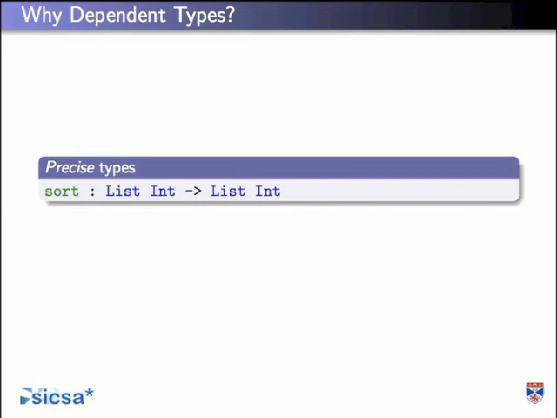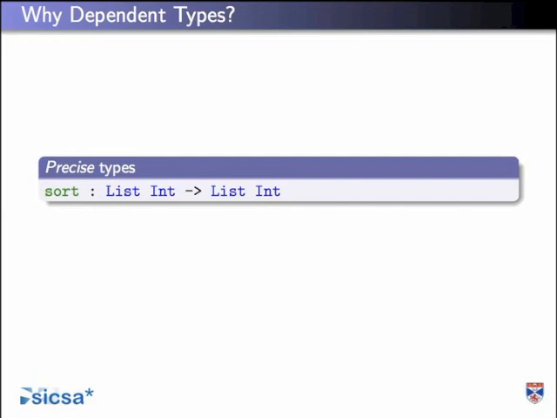Right, why dependent types? Well, it's all about being more precise about what you mean for your programs to do. So here's a program called sort. It takes a list of int as input, and gives a list of int as output. So I guess we can all come up with some suggestion for what this program is supposed to do. Yes? Clearly it should return the empty list. Correct. It should return the empty list.